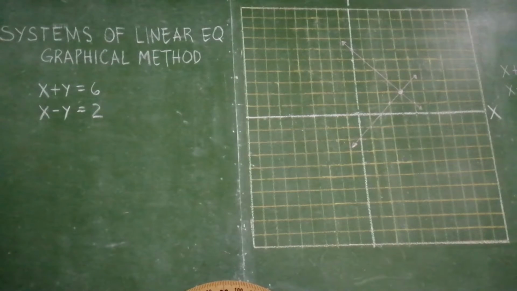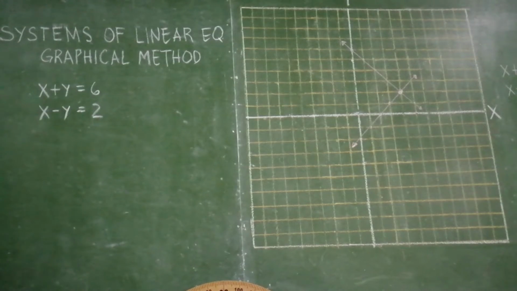Take note, all lines with different slopes will intersect except if the lines are parallel, for they have the same slope. So if lines have the same slope, they will never intersect because they are parallel.